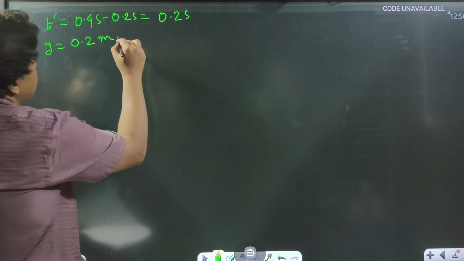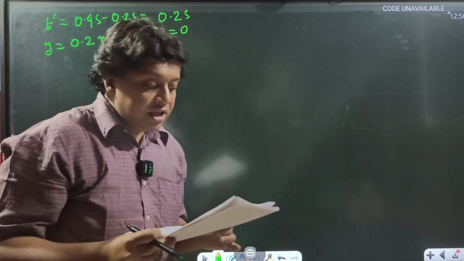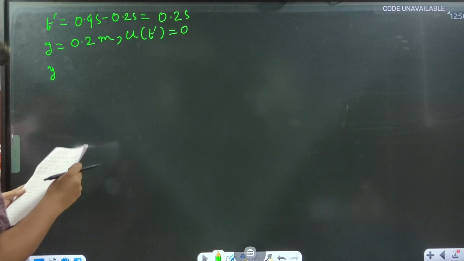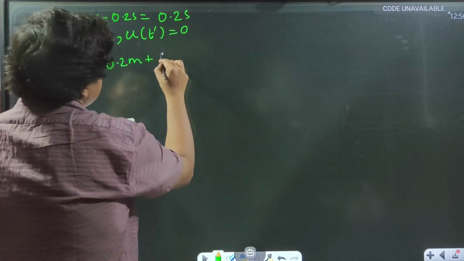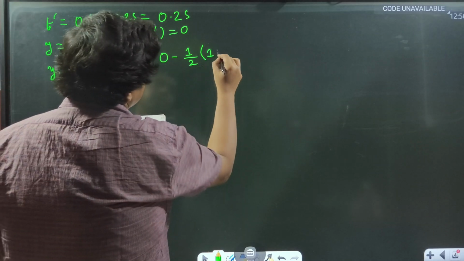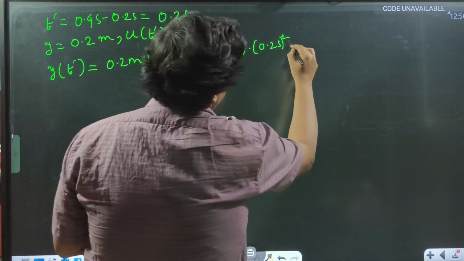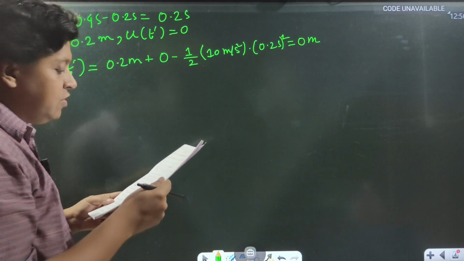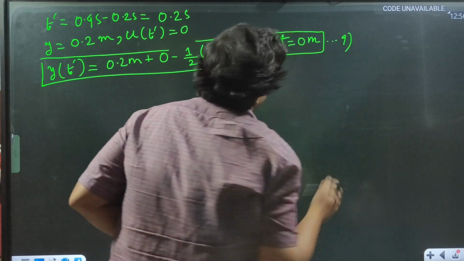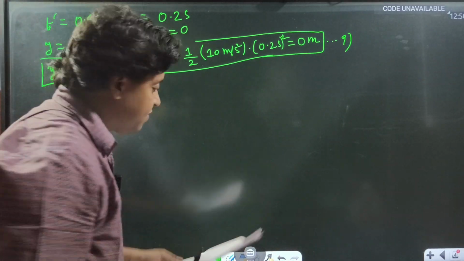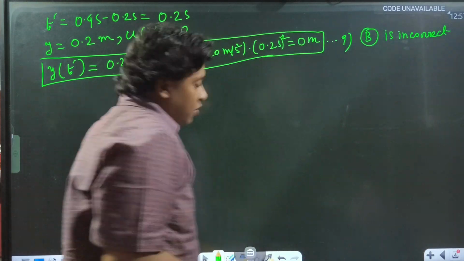And u t dashed is 0. Now, upon putting those data values in equation number 7, this turns out to be equal to 0 meter. Let us tag it as equation number 9 for our purpose. And from equation number 9, very clearly option B is incorrect, invalid.